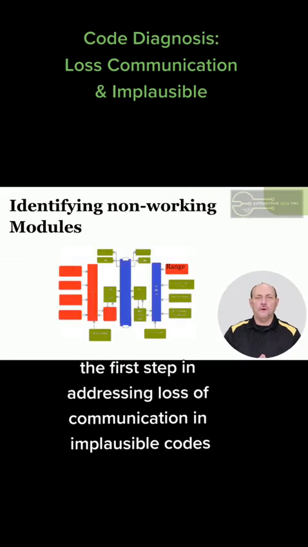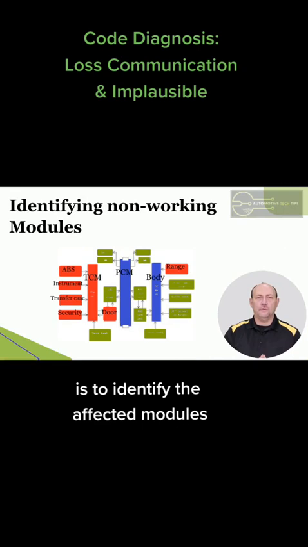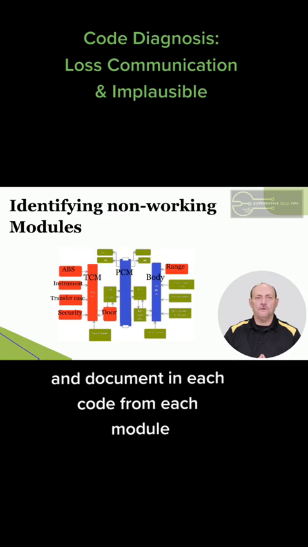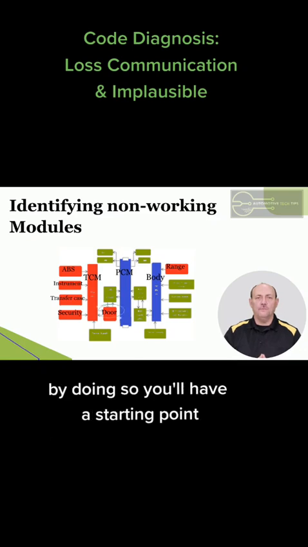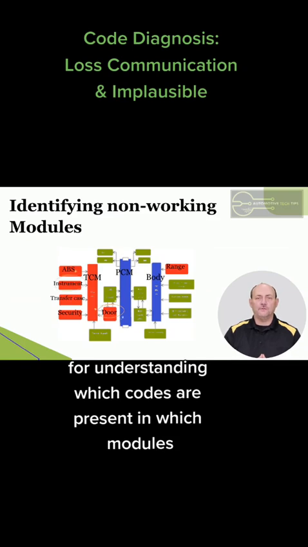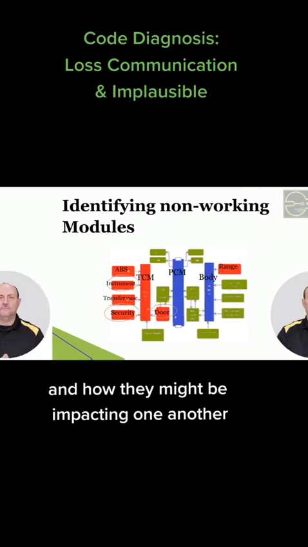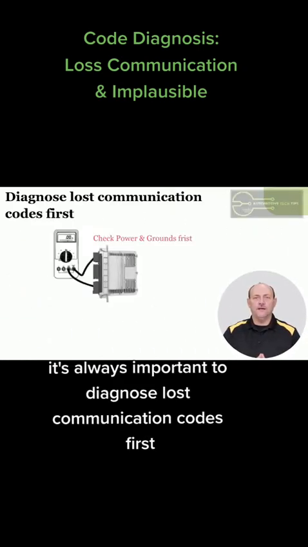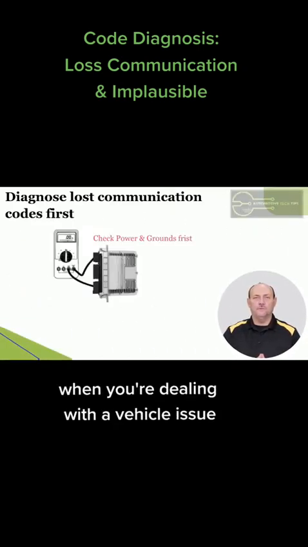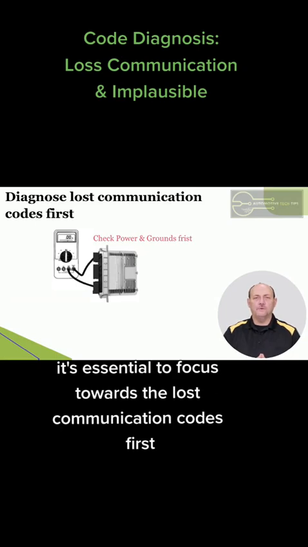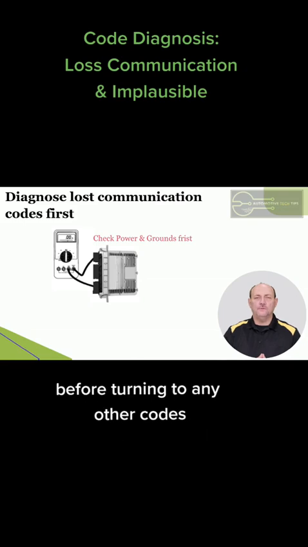The first step in addressing loss of communication and implausible codes is to identify the affected modules. This means determining which electronic control units are impacted by the codes and documenting each code from each module. By doing so, you'll have a starting point for understanding which codes are present in which modules and which module you should be focusing on and how they might be impacting one another. It's always important to diagnose lost communication codes first when you're dealing with a vehicle issue. If a code won't clear out, it's essential to focus towards the lost communication codes first before turning to any other codes.